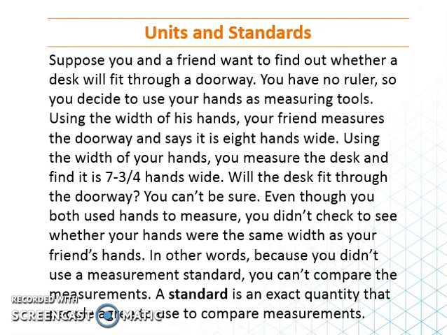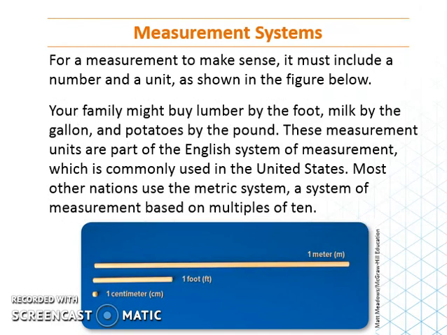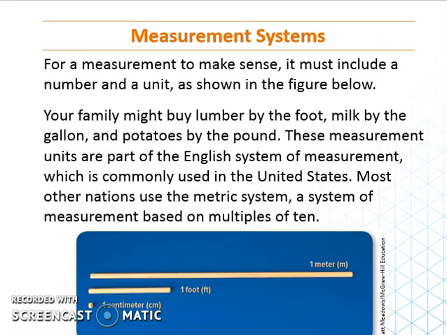In other words, because you didn't use a measurement standard, underline standard, you can't compare the measurements. A standard is an exact quantity that people agree to use to compare measurements. For a measurement to make sense, it must include a number and a unit, as shown in the figure. Your family might buy lumber by the foot, milk by the gallon, and potatoes by the pound. These measurement units are part of the English system of measurement, which is commonly used in the United States. Most other nations use the metric system, a system of measurement based on multiples of 10.